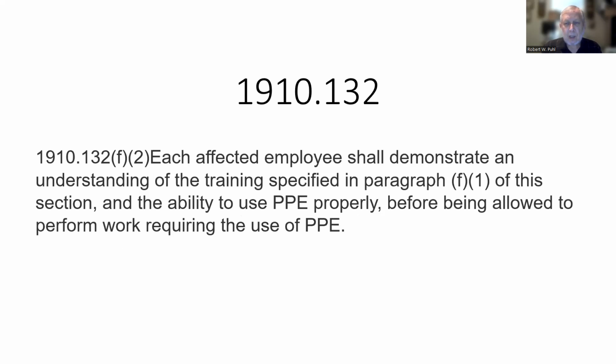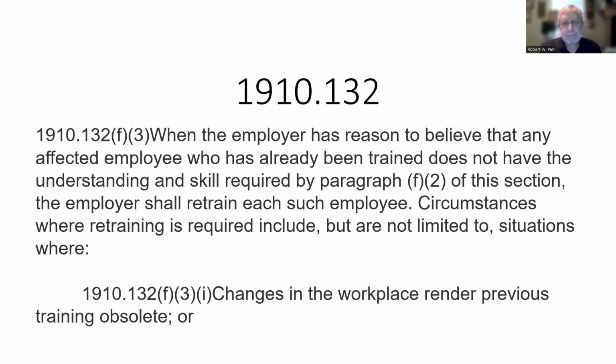Each affected employee shall demonstrate an understanding of the training specified in the preceding paragraph and the ability to use PPE properly before being allowed to perform work requiring the use of PPE. So they've got to demonstrate that they understand the training they were given and know what they're doing. Does that make sense? Of course it does. Now, something like hearing protection, that's pretty easy, pretty quick. But something like welding or something like that, that's a little different. But they have to demonstrate the understanding.